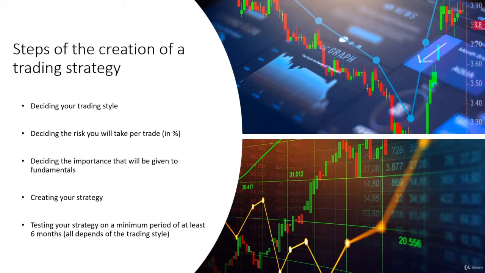All right, the second thing is deciding the risk you will take per trade. In this case, we are talking about a risk in percentage. How much are you ready to sacrifice on each of your trades, how much of your capital are you ready to put at risk on each trade? Let's say, for example, you have $1,000 in your account and you're ready to put at risk $20 on each of your trades, which is 2%. So your risk will be 2% in this case.